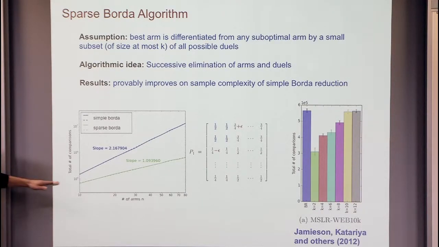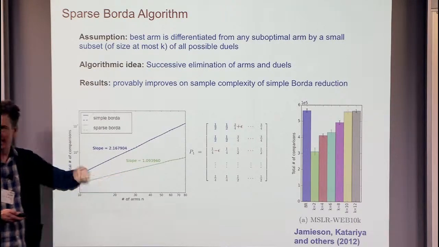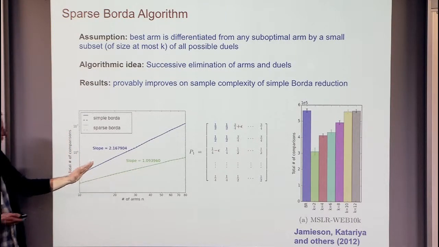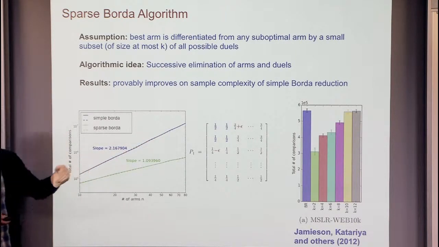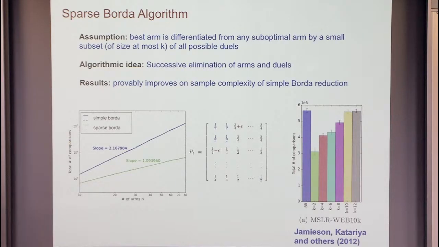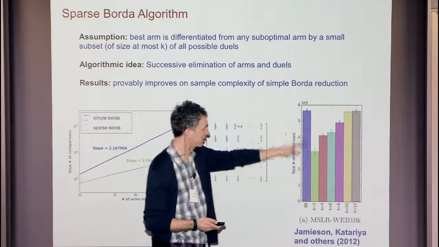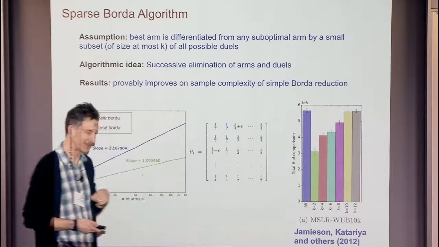And this is just simulating for that P1 matrix that we were just looking at. This is using what we call the sparse Borda algorithm. The slope is 1, so n to the 1, basically linear growth, versus n squared. That's the growth if you use that LIL algorithm, the Borda reduction I spoke of. And then this is just showing you that it actually works on some data where we simulated this process.